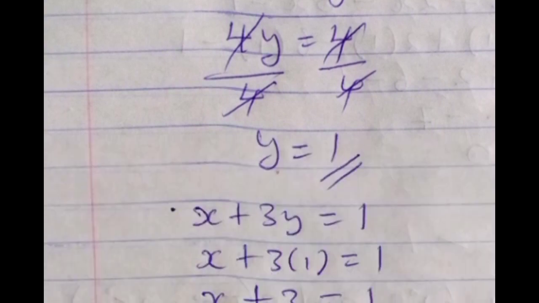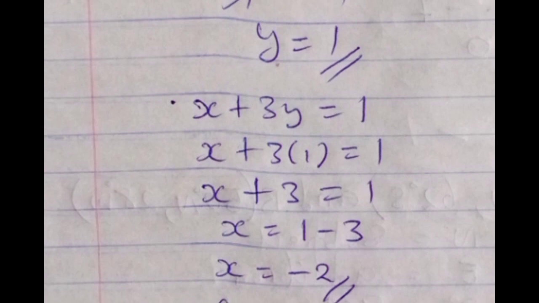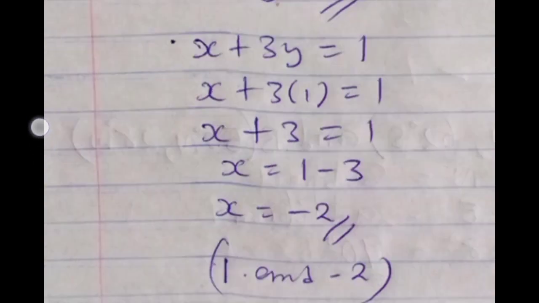Then you substitute the value of y in any of the equations. For example, in this equation, x plus 3y equals 1, any place I see y, I put 1. So 3 bracket 1, so x plus 3 is equal to 1. So x is equal to 1 minus 3, which is equal to minus 2. So 1 and minus 2 is the answer.